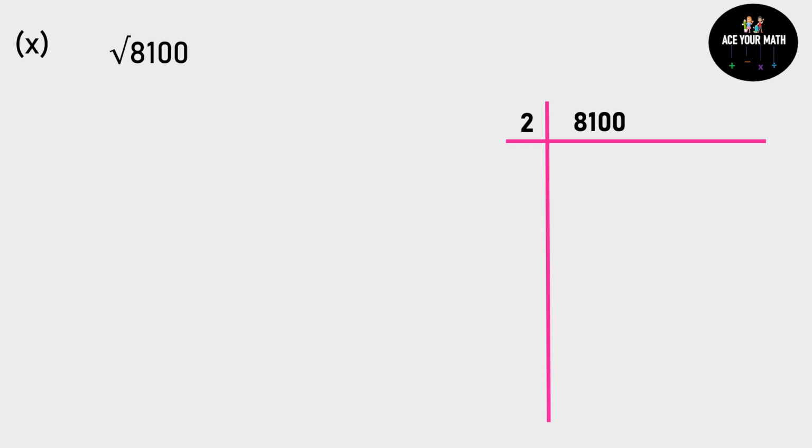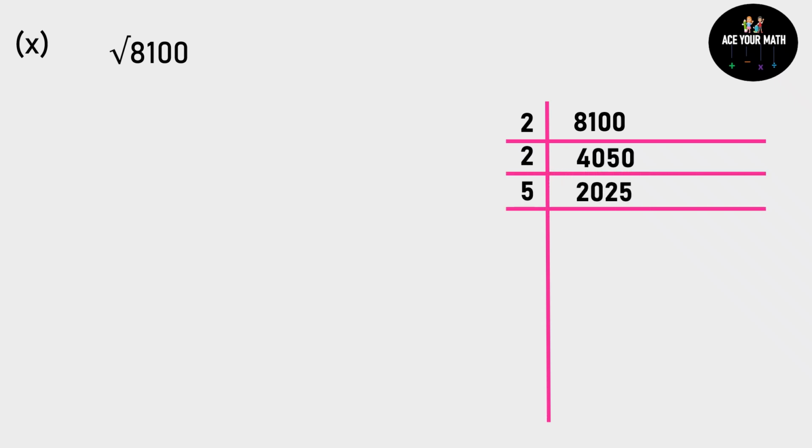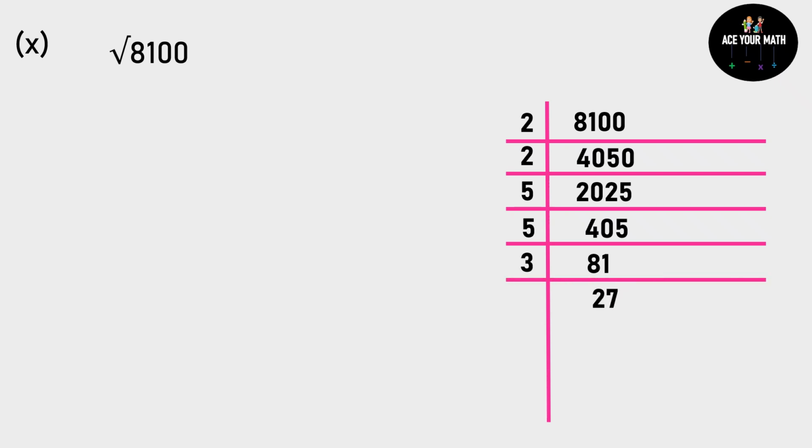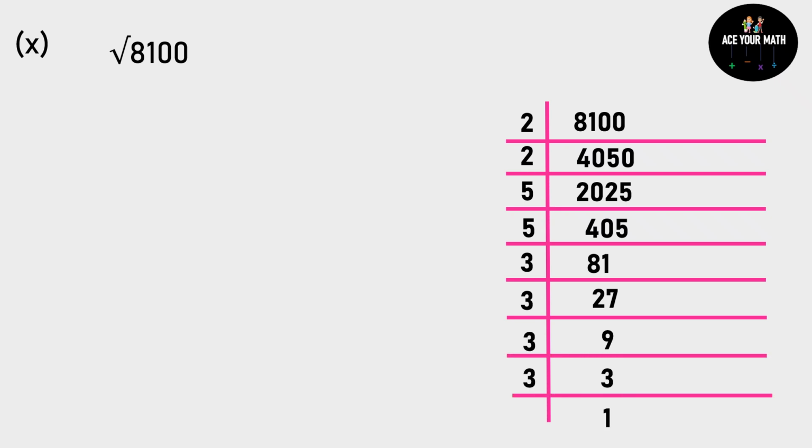Let's see the square root of 8100 by prime factorization. 8100 divided by 2, you get 4050 as the answer. Again divided by 2, you get 2025. Now since 2025 is ending with 5, straight away you can try 5. Now when you divide it by 5, you get 405. 405 is divisible by 5, you get 81. 81 we know that it is divisible by 3, you get 27. Divide again it by 3, you get 9. 9 is divisible by 3, you get 3, and 3 on dividing by 3, you get 1 as the answer.